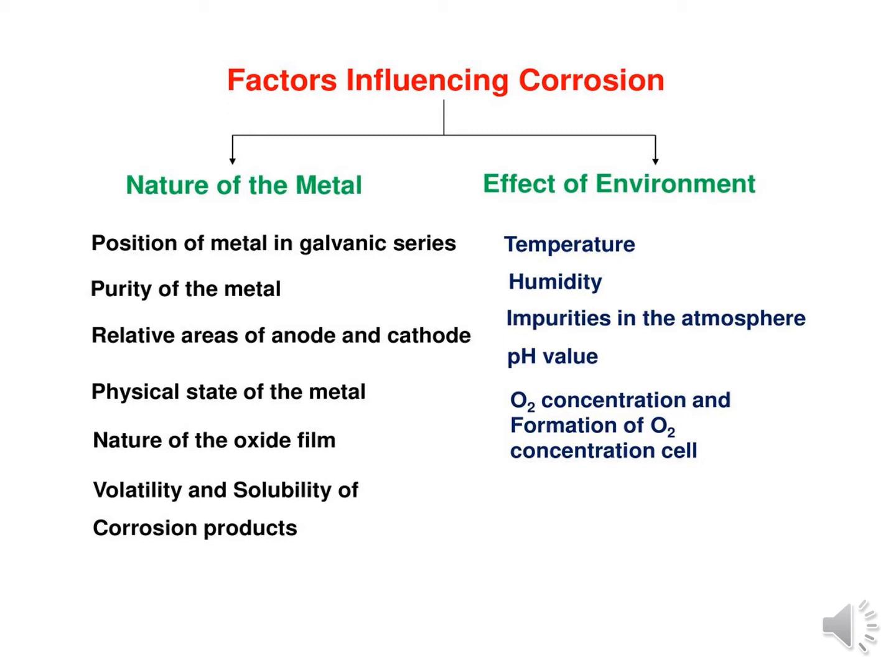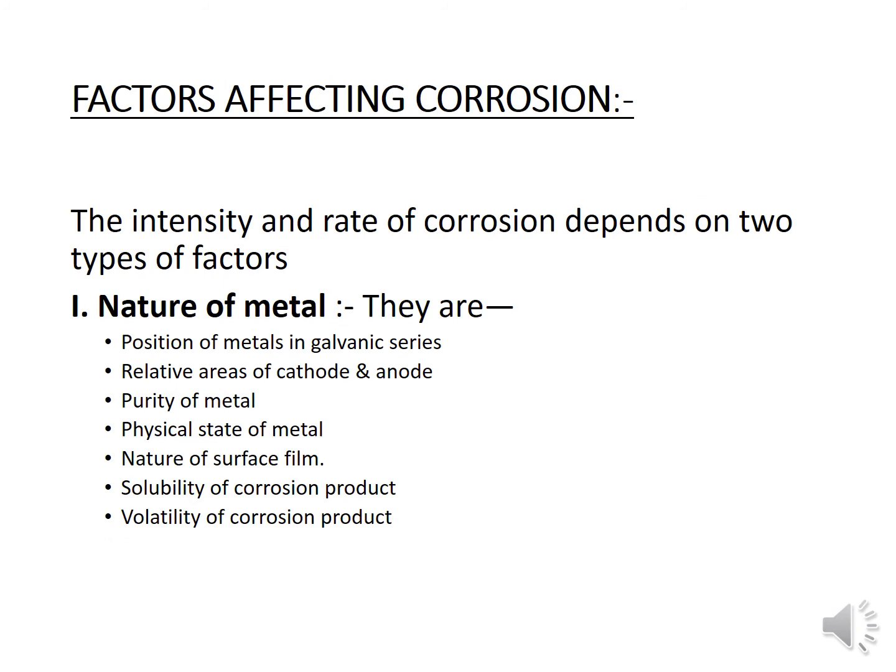Environmental factors are temperature, humidity, polluting gases, pH value, and oxygen concentration. These are factors from the environment which increase the corrosion rate. When we are talking about the nature of metal, these are the main factors which affect corrosion rate.